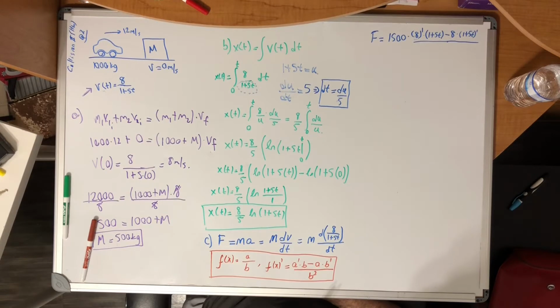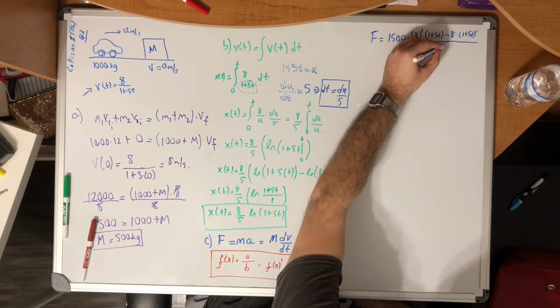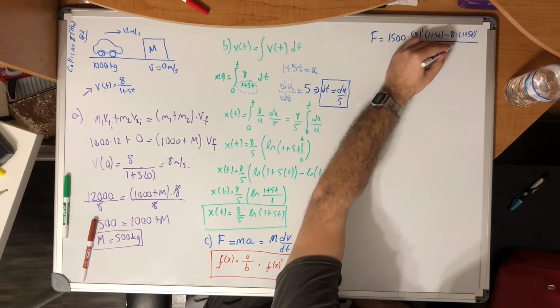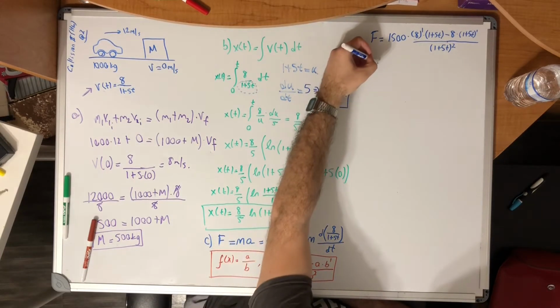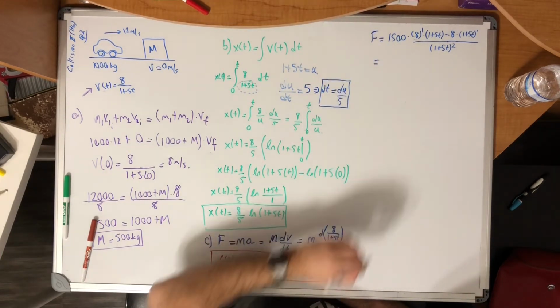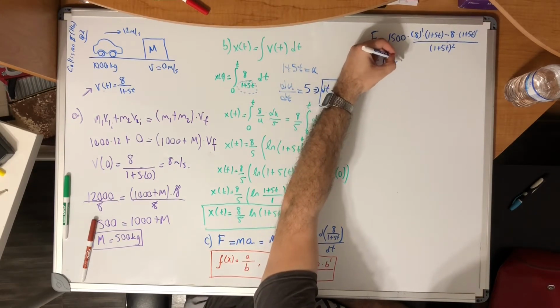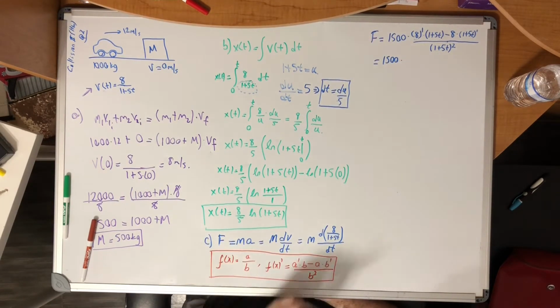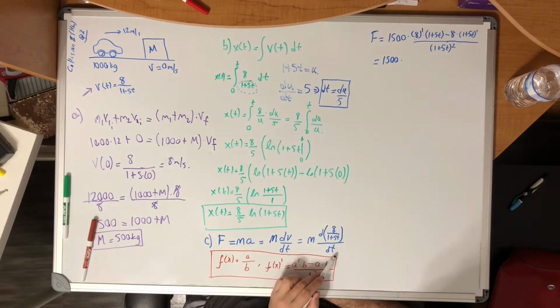And in the bottom, what do you have? Square of denominator. So (1 plus 5t) squared. Then let's do the math right here. 1,500, that's outside, times the derivative of 8 with respect to time, because all of those derivatives are with respect to time.